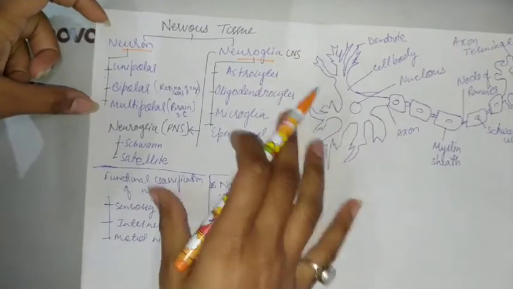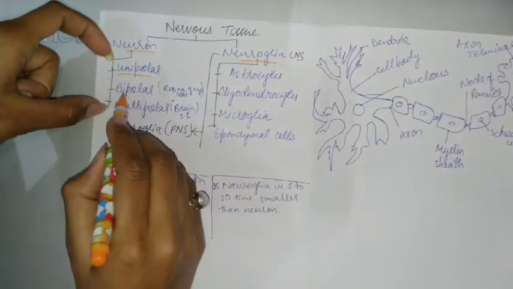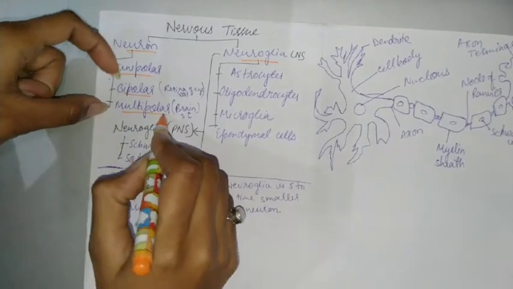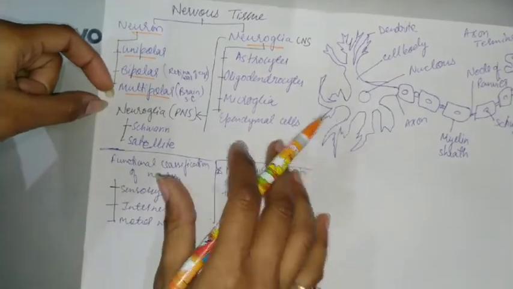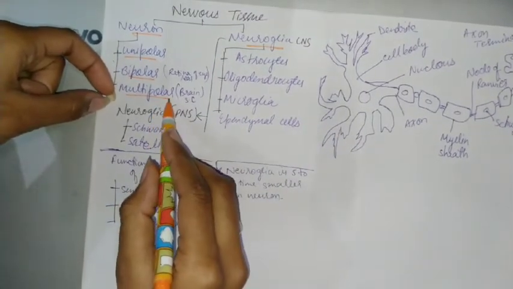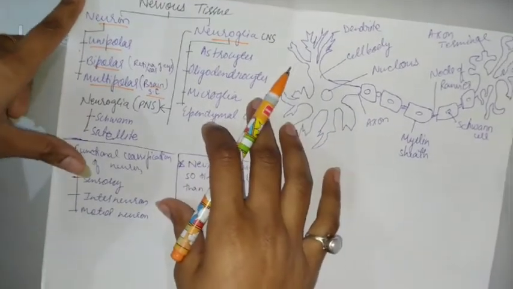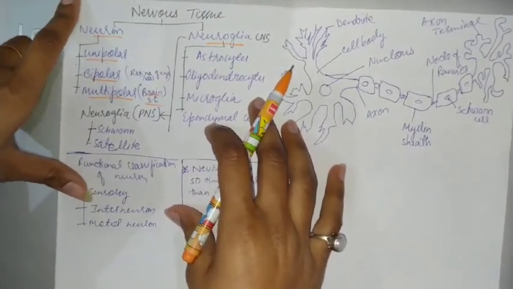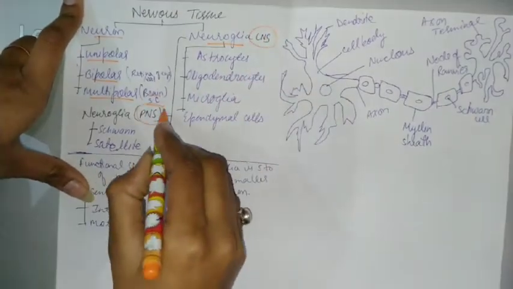Neuron and neuroglia. What is a neuron? It is of three types: unipolar, bipolar, and multipolar. Bipolar neurons are mainly found in the retina of the eye and ear, and multipolar neurons are basically found in the brain and spinal cord. Neuroglia, according to its location, is of two types: neuroglia in CNS and neuroglia in PNS.